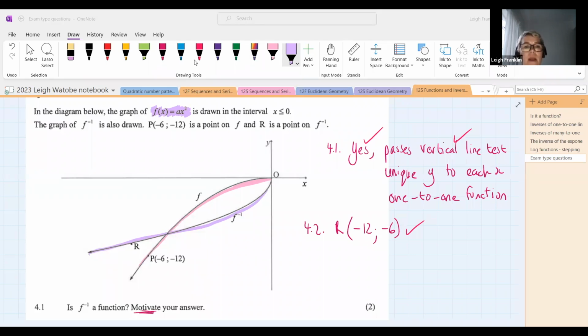Quite right. Okay. So Mpaseka, it's because f to the -1 is the inverse of f. These two graphs are a reflection of one another about the line y equals x. So when we reflect over the line y equals x, x becomes y and y becomes x. That's why at R, x is -12 and y is -6.